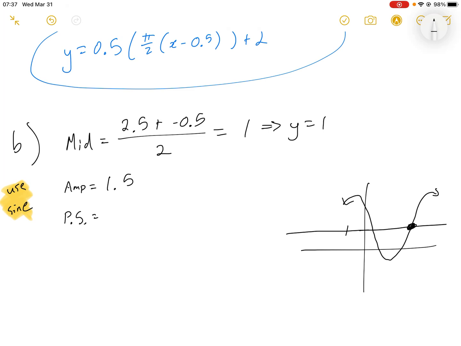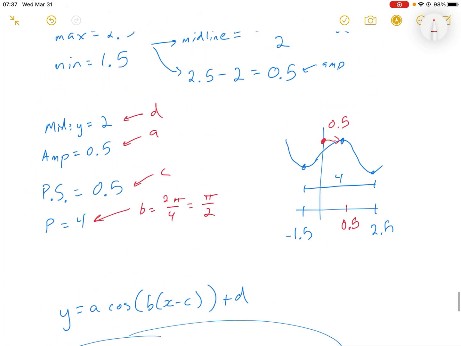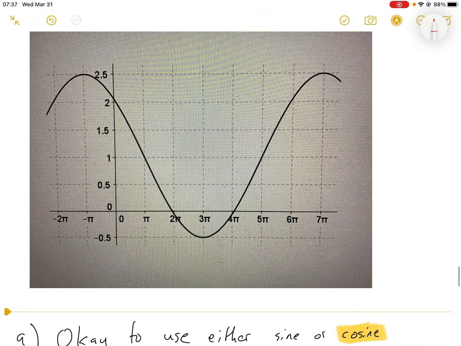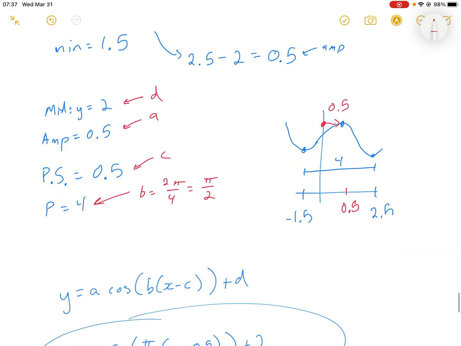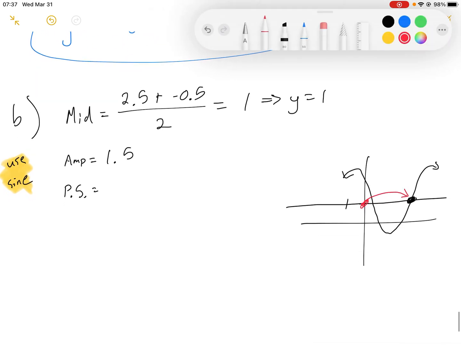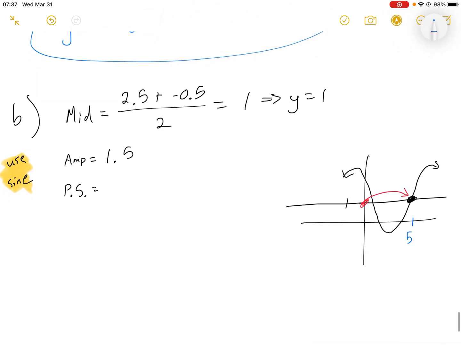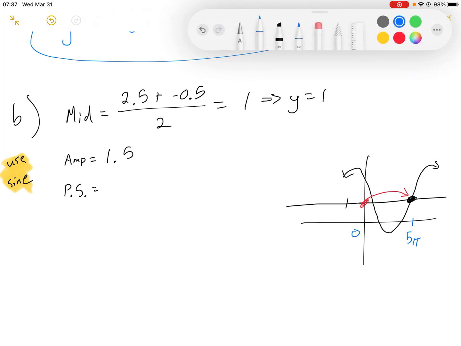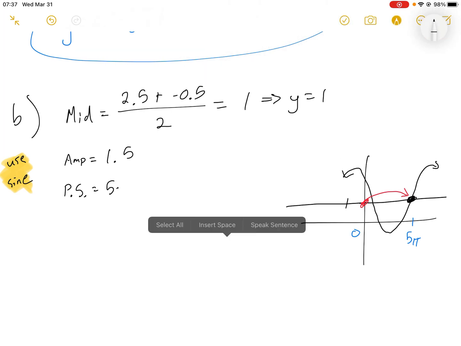And so this is the point, if you're thinking about the sine graph, that should be on the y-axis. And so I would say that the phase shift here is it moved to the right by 1, 2, 3, 4, 5 pi. So this is the point right here, 5 pi. And it should be at 0 if we're using sine. So that means my phase shift is going to be 5 pi to the right.